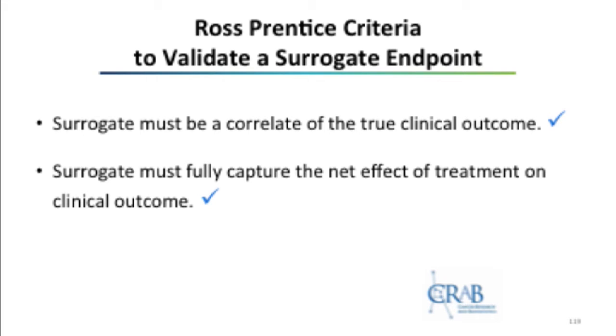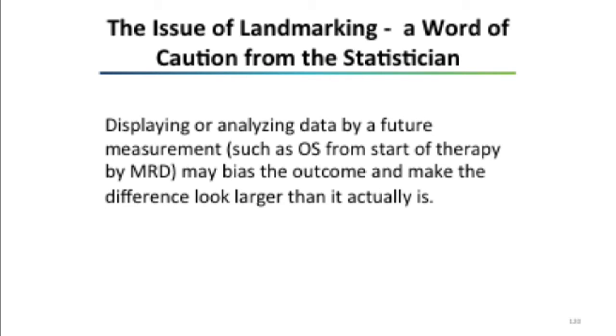Next slide, please. So, as the statistician, I sometimes look at these slides and I feel like I have to give a cautionary note. When we display or analyze data by a future measurement, such as overall survival from the start of therapy by MRD that's measured later on in treatment, that inherently may bias the outcome and may make the differences look larger, or the effect larger, than it actually is. If you could continue the slide. I just thought a picture says 1,000 words.